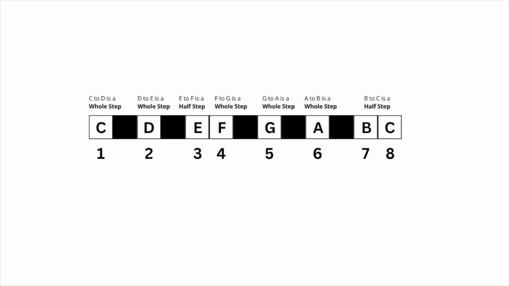And so forth. Continuing up, 4th to 5th interval is a major step, or a whole step. 5th to 6th interval is a whole step. 6th to 7th interval is a whole step. And now, 7th to 8th, back to our root, is a half step.